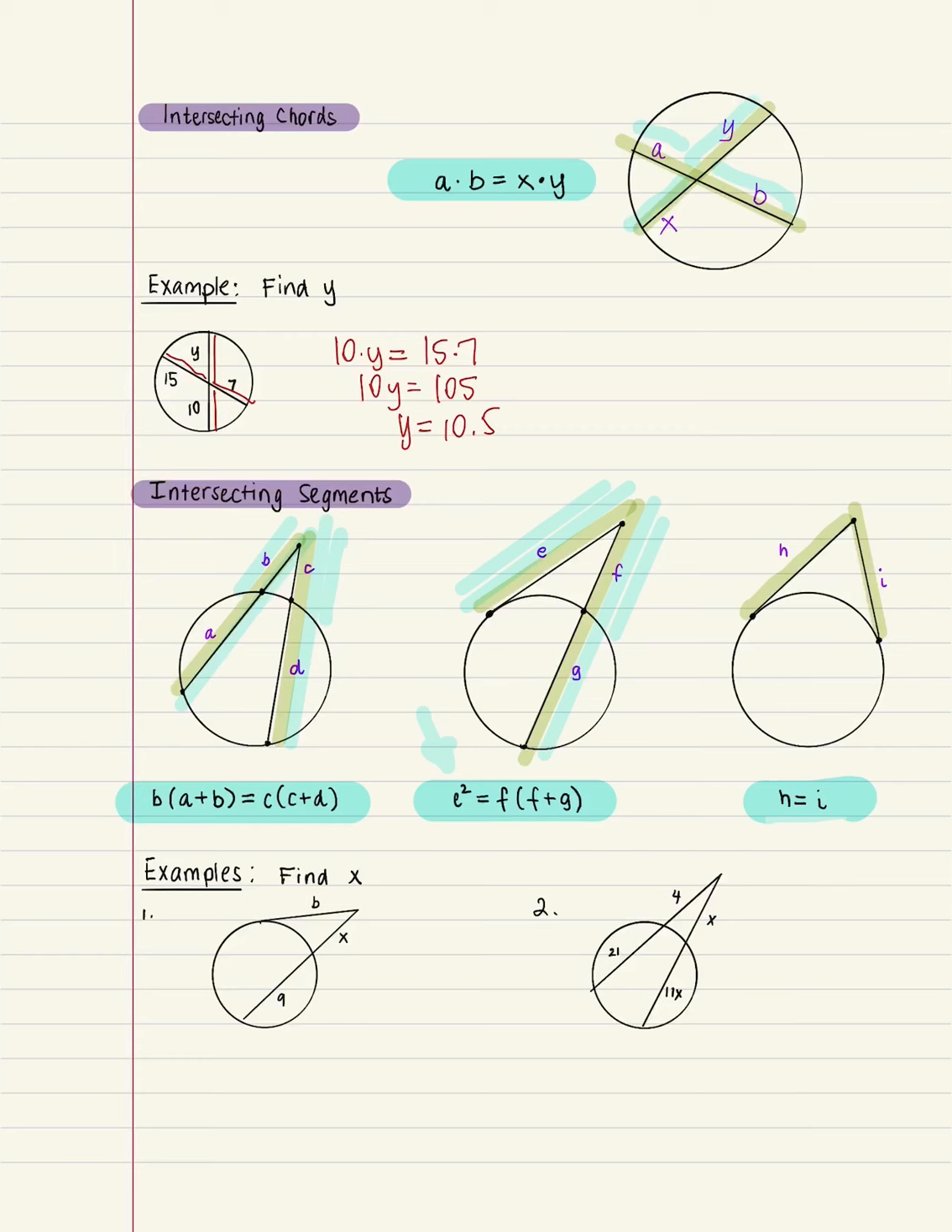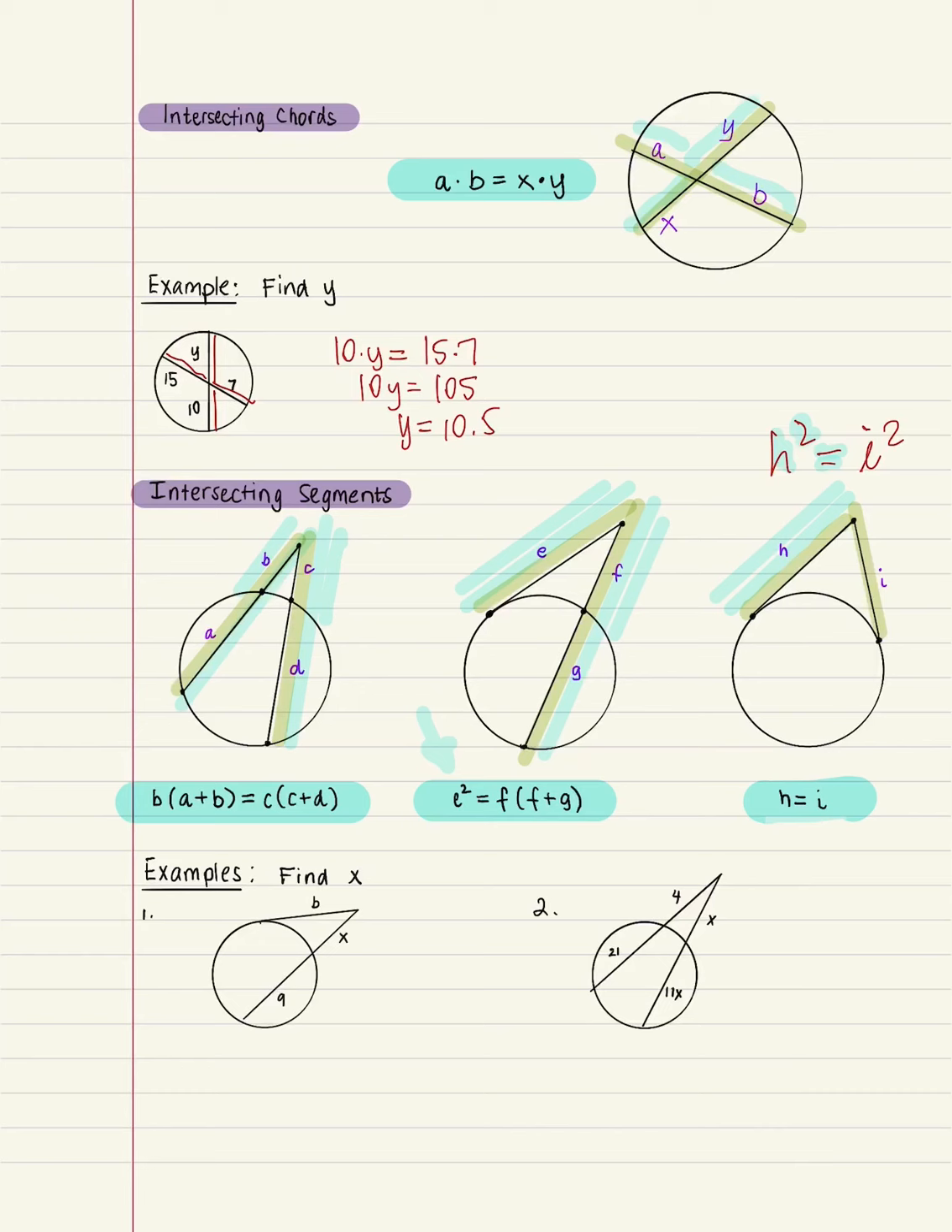Okay, now when we're dealing with two tangent segments, we could apply the exact same rule. So the length of the entire segment times the part that sticks out would give us H squared is equal to I squared, which can simplify to just H equals I. And you guys have seen this relationship before when we talked about tangent segments. So now let's look at example problems.